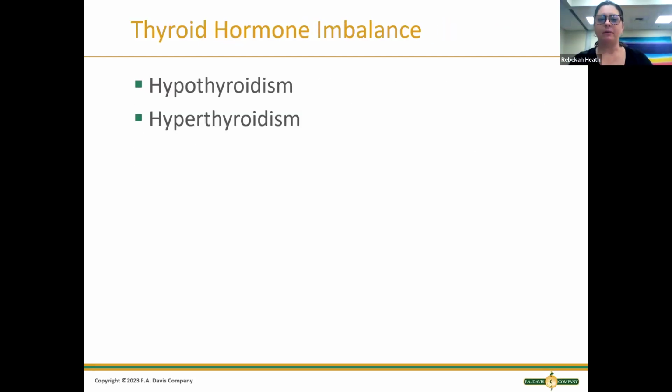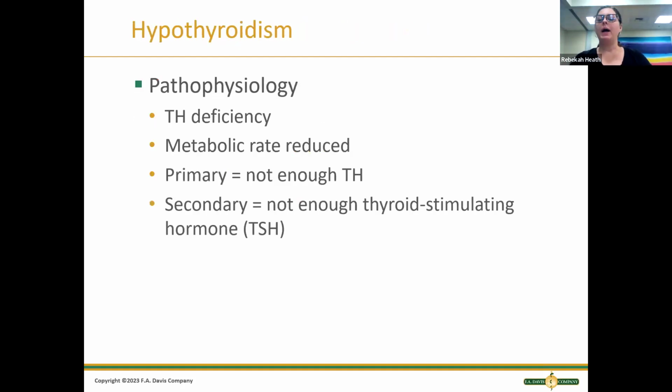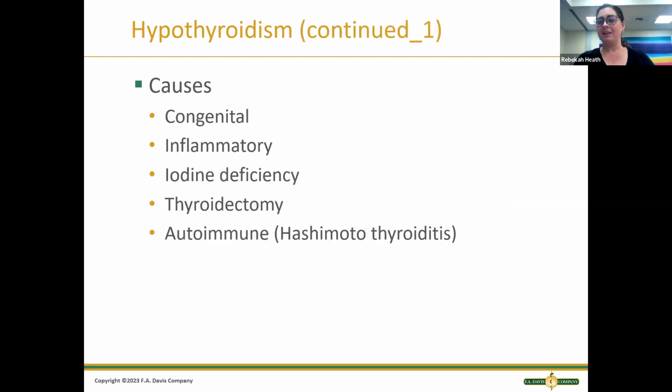All right, so let's talk about thyroid hormone imbalances. So hypothyroidism, right? Hypo is low. So you have a thyroid hormone deficiency, which means your metabolic rate is going to be reduced. If it's a primary thyroid problem, you're just not producing enough thyroid hormone. If it's a secondary problem, you're not getting enough thyroid stimulating hormone. Could be congenital, could be inflammatory, might be an iodine deficiency. Maybe somebody had a thyroidectomy, or it could be autoimmune. Hashimoto's disease is where it's autoimmune and your body attacks the thyroid gland.